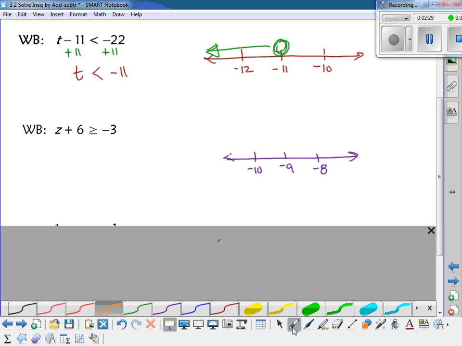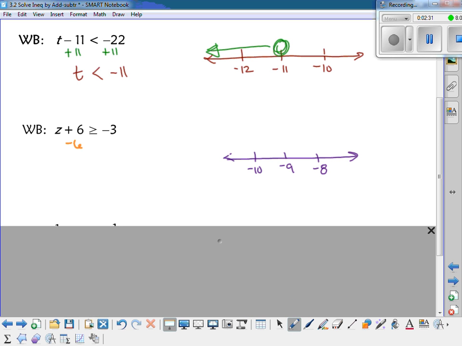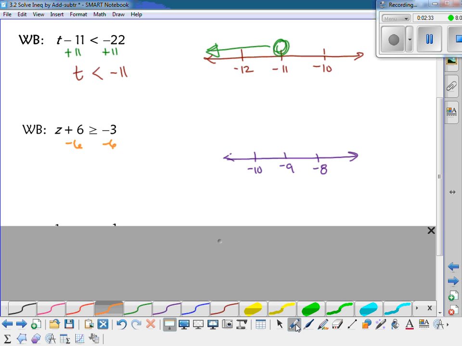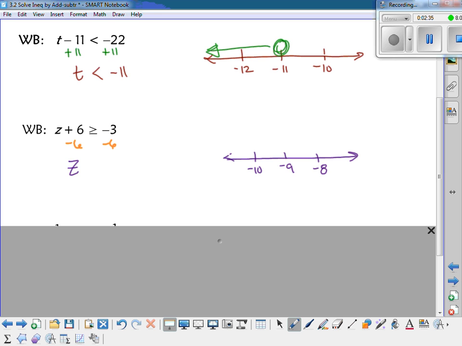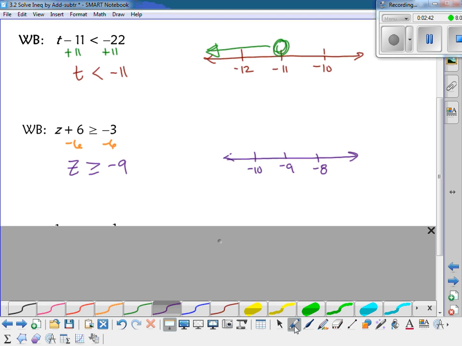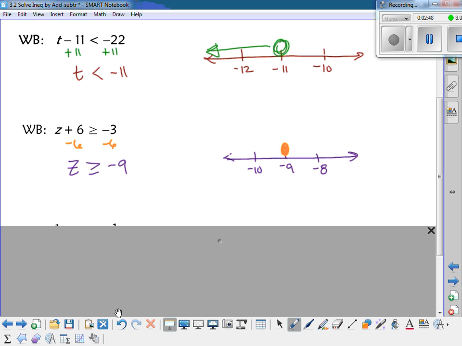All right, so for this one, you should have subtracted 6 from both sides. And when you do that, you get that z is greater than or equal to negative 9. So when you go to graph it, you would have this time a closed circle on negative 9 because it can be exactly equal to negative 9. And it's greater than, so it means the numbers are getting larger. It would be going to the right. And so your graph should look something like that.